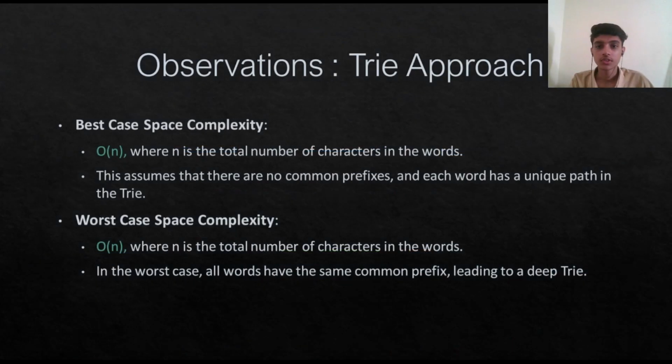Moving on to the observation of the trie approach at first. In the base case, the space complexity of the trie approach is O(n), where n is the total number of characters in the words. In the base case, we assume that there are no common prefixes and each word has a unique path in the trie. So we will need n nodes to store n characters, leading to a space complexity of O(n). In the worst case, the words will have the same common prefix, but we will need to store the words in n nodes only, which will lead to a deeper trie, and we have a space complexity of O(n).